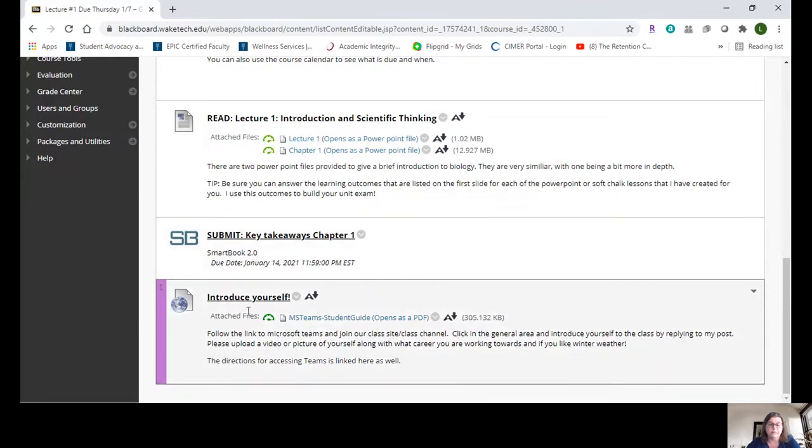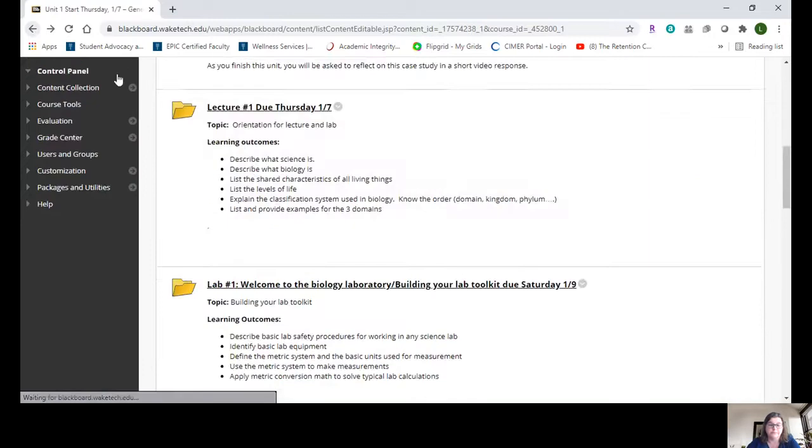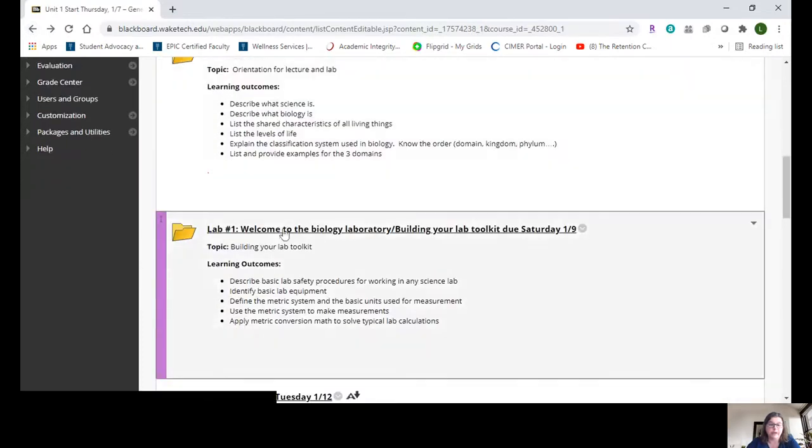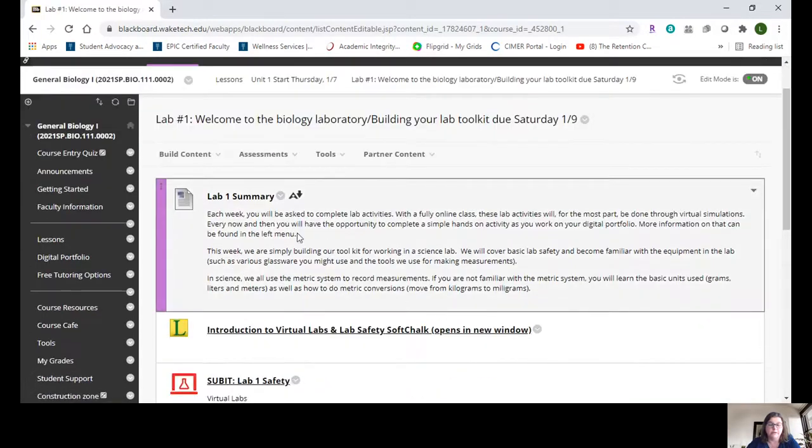And then I've got some other kind of just class engagement. So this is where they're introducing themselves on MS Teams. When we come to the labs, they follow the same general format. There's a topic, and then there's very specific learning outcomes. So this again helps students know what they need to learn, what they need to focus on. When they enter into the lab, there's a brief summary, again, highlighting what it is that they should be getting and learning.